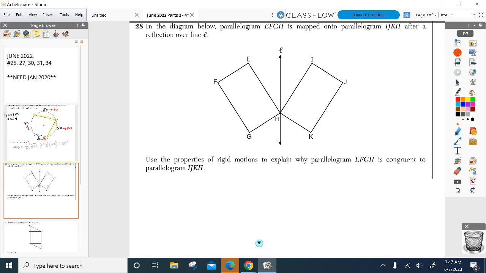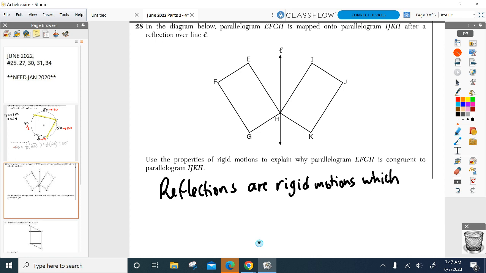All right, so here we go. You guys know the wording. Properties of rigid motions. Reflections are, you guys taking it from here? Reflections are rigid motions, which I'm just going to let you guys keep rolling. Preserve angle measure, and distance or side length if you want to put side length.